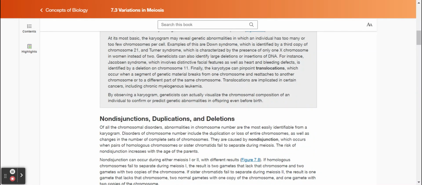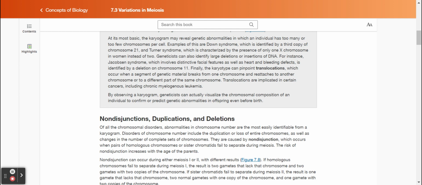chromosomes per cell. Examples of this are Down syndrome, which is identified by a third copy of chromosome 21, and Turner syndrome, which is characterized by the presence of only one X chromosome in women instead of two. Geneticists can also identify large deletions or insertions of DNA.